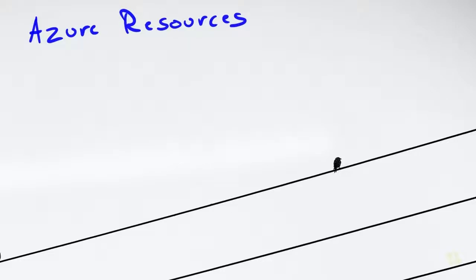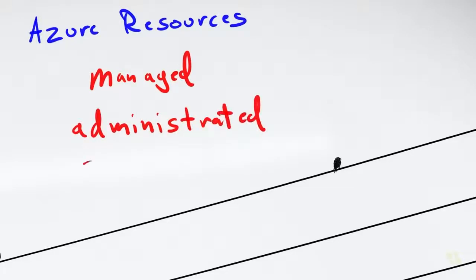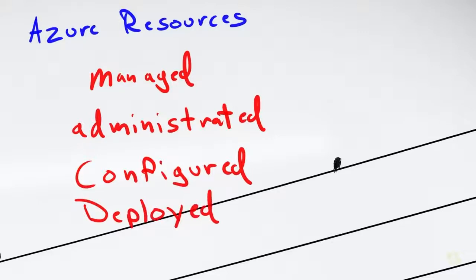That would be if it can be managed, which is just another way of saying administrated. Can it be configured? And can it be deployed? If, in the context of thinking about that particular object or service in Azure, you can say it is something that you would manage or administrate, something that you would configure, or something you would deploy, if that sounds like something that makes sense, then you're safely assuming that any documentation that says Azure resource is talking about that thing.